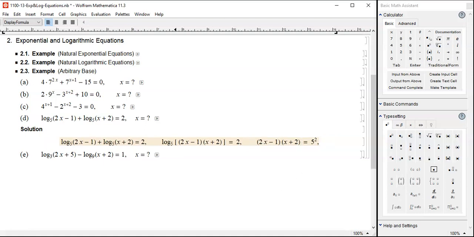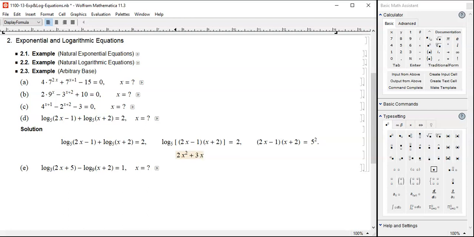And what do we have? We have a quadratic equation. Right hand side, 5 squared. That's coming from base 5 and this 2. So that's 25. We have, let's see, left hand side is 2x squared plus 4x minus 3x minus 2 equals 25. 5 squared is 25, 2x squared plus x minus 27 is equal to 0. I hope my computation is correct.